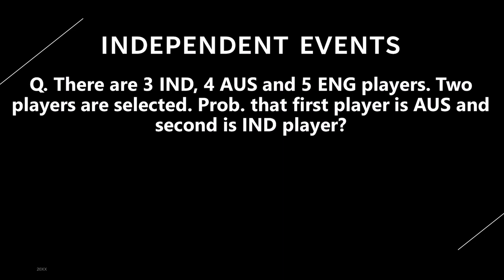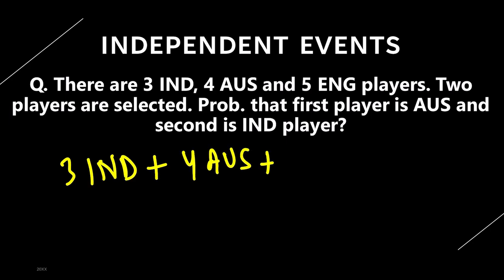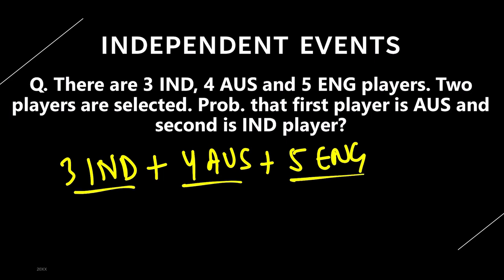Independent events. So there are 3 Indian, 4 Australian and 5 English players. So how many total players are there in the selection? Suppose IPL bidding is happening. So there are 3 Indian, 4 Australian and 5 English players. So there are 12 players in the auction.